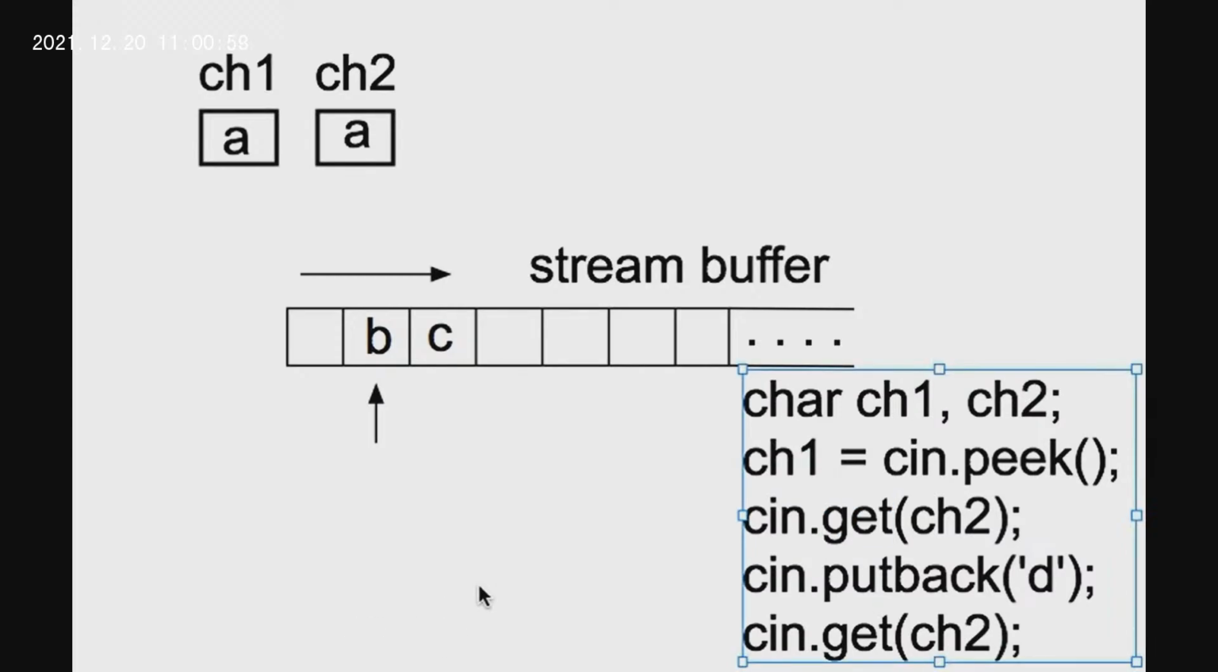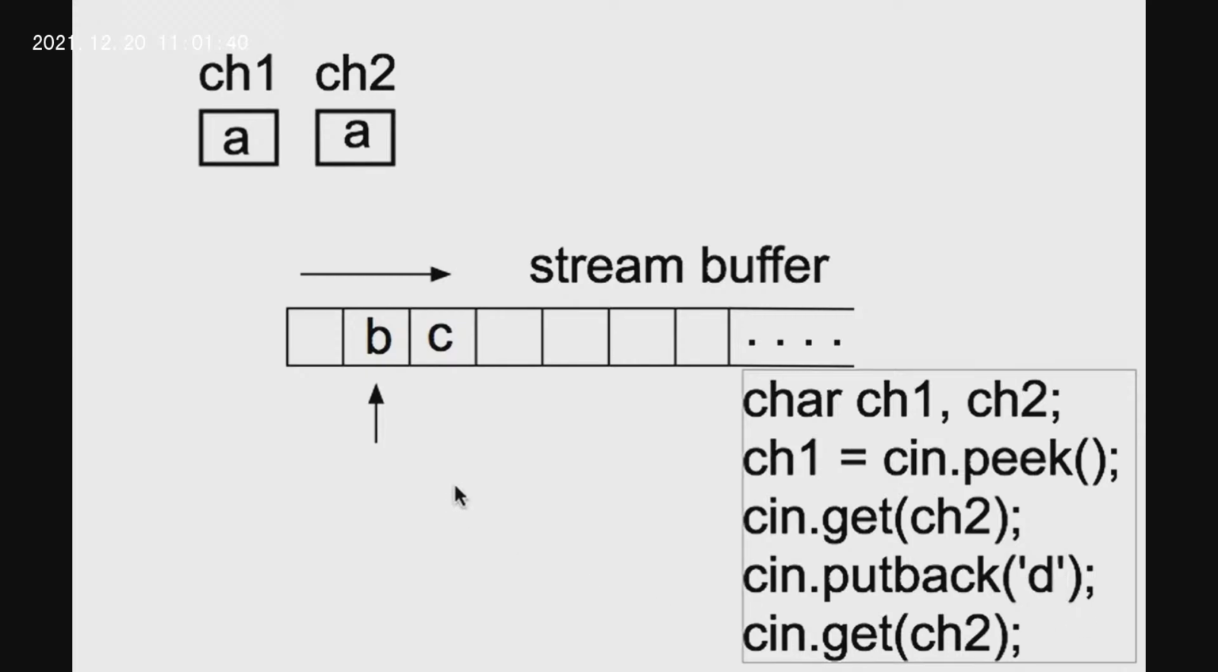All right. Putback is sort of the opposite of get. And I've just placed a D in here just because it was something different. I could put back ch1, and then that would place an A back in the buffer because that's what ch1 contains. But you're not limited to the thing that you just read. So I just wanted to make that point. I could put back ch2, which would also put back the A, but you can put back into the stream buffer anything you want. So let's go ahead and put back the letter D.